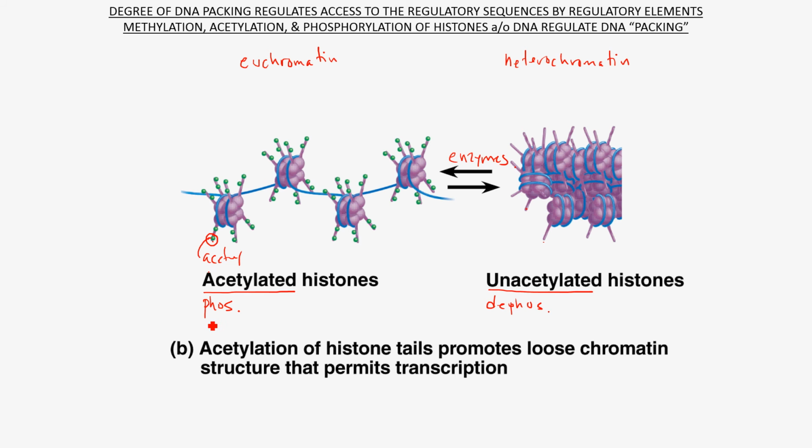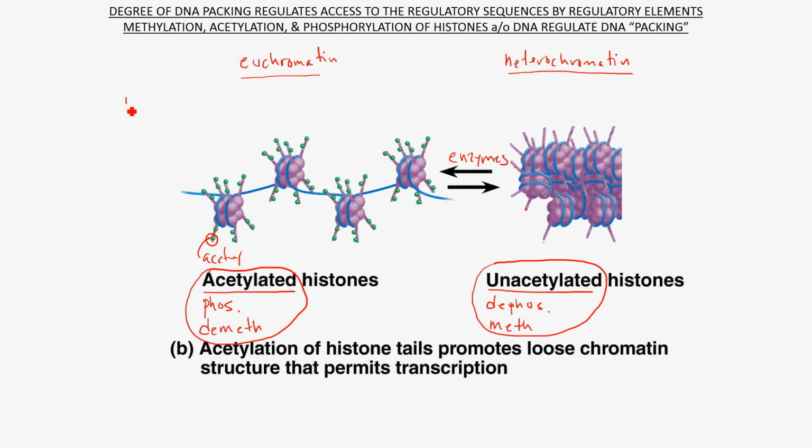There are then also methyl groups, so when you demethylate the histones and methylate them, you again get the same sort of packing and unpacking here, right? So acetylating, phosphorylating, and demethylating the histones gets you this euchromatin, right? And then to make heterochromatin, to pack it up a little bit tighter, you take the acetyl groups off, you take the phosphate groups off, and then you methylate those histone proteins.